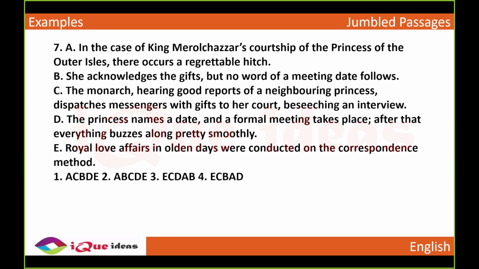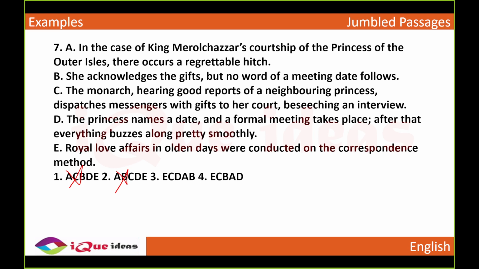So E से start होना चाहिए, which means सबसे पहले तो first and second option को उड़ा दो. अब ई सी डी ए बी, ई सी बी ए डी दोनों के अंदर सी ही सेकंड है. सो ई talks about royal love affairs in olden days were conducted on correspondence method. C, the monarch hearing good report of a neighboring princess dispatches messengers with gifts to her court beseeching an interview. Beseeching means begging for an interview, right? तो एक राजा कोई भी राजा होगा वो बगल की राजकुमारी को लेटर भेजेगा कि प्लीज मेरे को इंटरव्यू दो. इन शॉर्ट पटा रहा है.